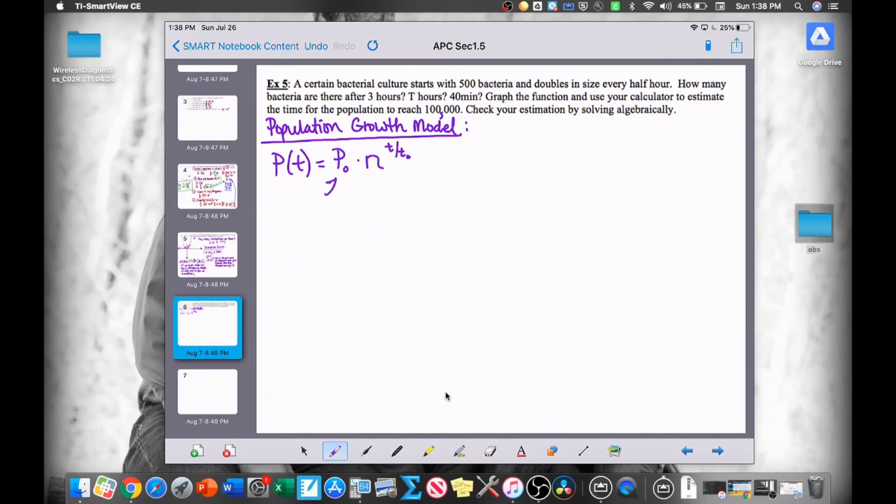So this P naught in front right here is your initial amount, like the starting population, whatever it might be, people, bacteria, whatever. The n is how the population is changing, meaning, does it double, does it triple, etc. And then t is time, t naught is how long it takes the population to change.